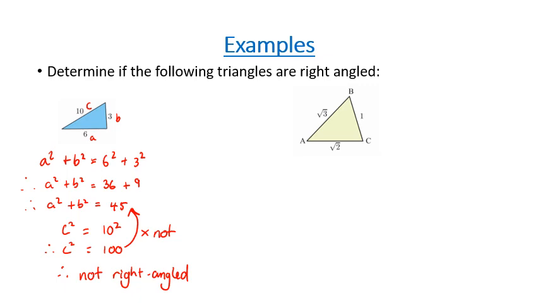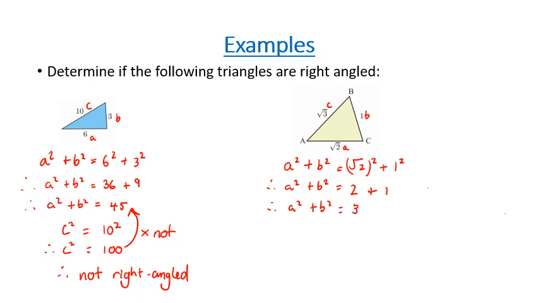Okay, the square root of 3 is actually longer than the square root of 2 and the square root of 1. So, if we try and work out our A squared and our B squared, this is essentially the square root of 2 all squared plus 1 squared. Therefore, A squared plus B squared is equal to, well, the square root of 2 all squared is just 2, and 1 squared is just 1. So therefore, A squared plus B squared equals 2 plus 1, which is 3.